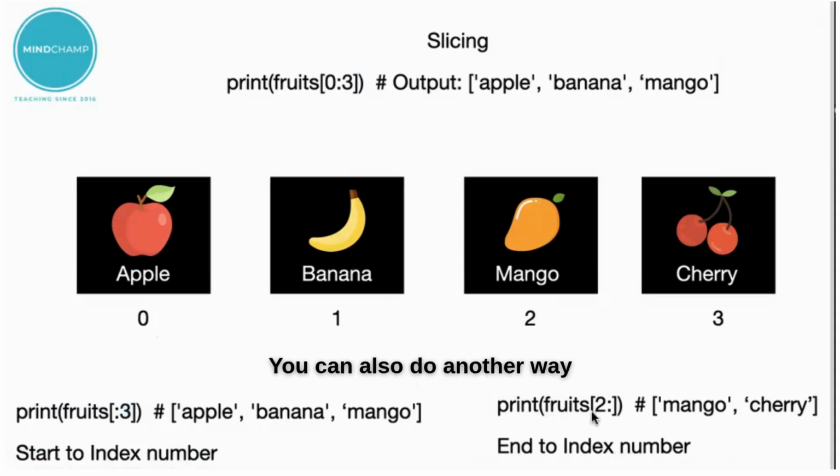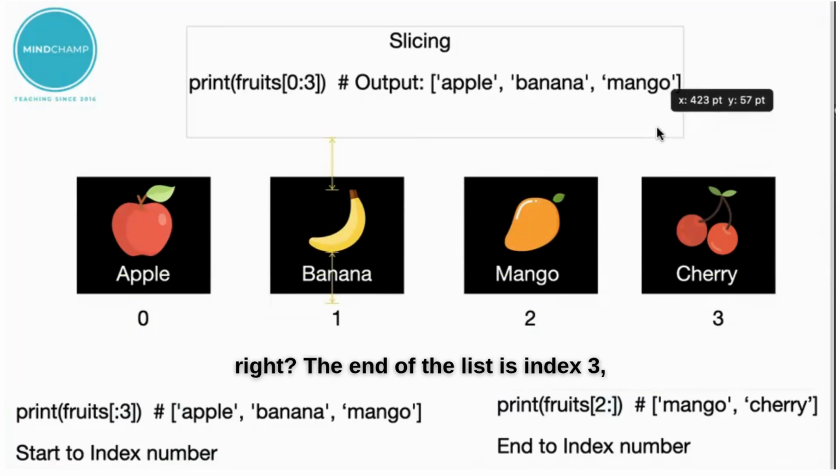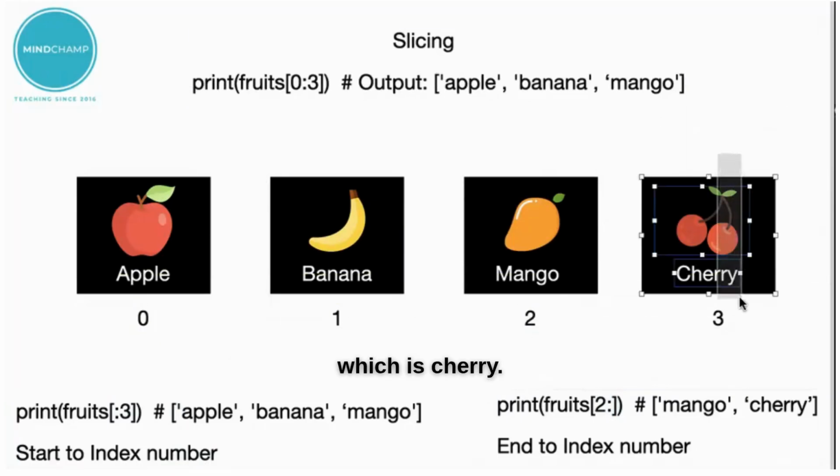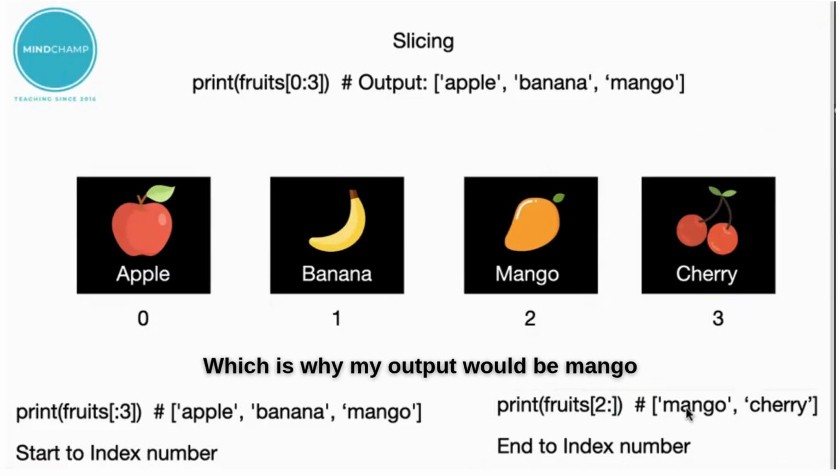You can also do another way where you specify the start index, but the end index would be the default end index, which is the end of the list. So here I don't want apple and banana in my list. So I'll start with index 2 and it will go till the end of the list, which is 3, right? The end of the list is index 3, which is cherry, which is why my output would be mango and cherry.